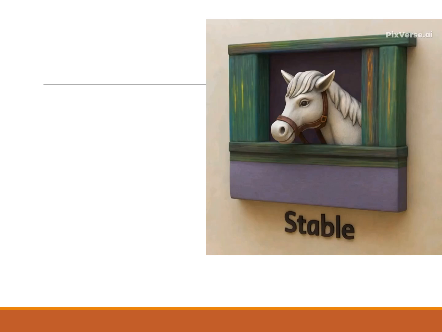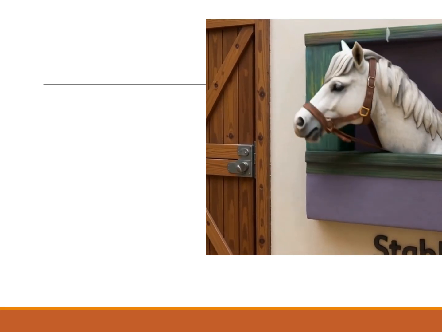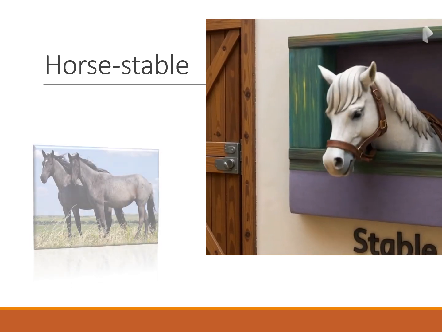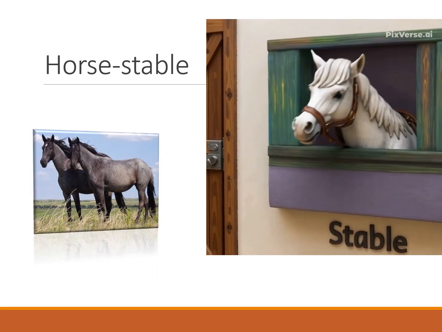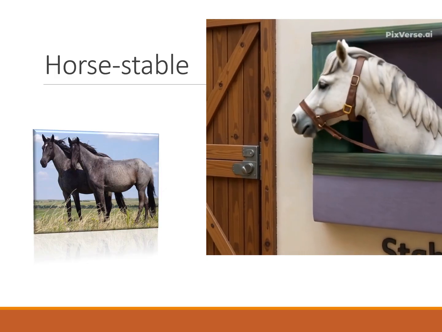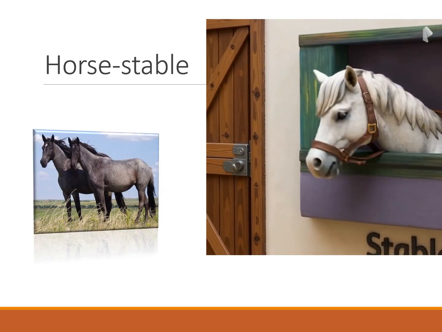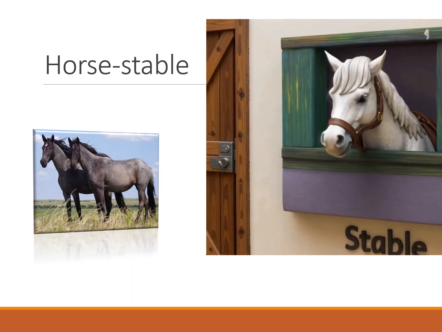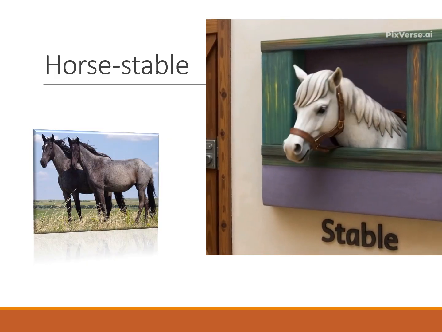Children, see this one? What is it? Did you see it before? Yes, it is a horse. Where does it live? It lives in a stable. The living place or shelter of a horse is called a stable. Tell loudly, stable. Horse lives in a stable.